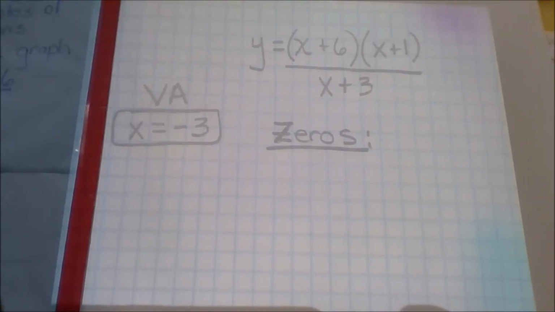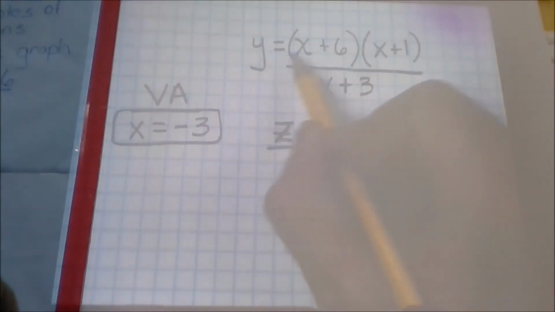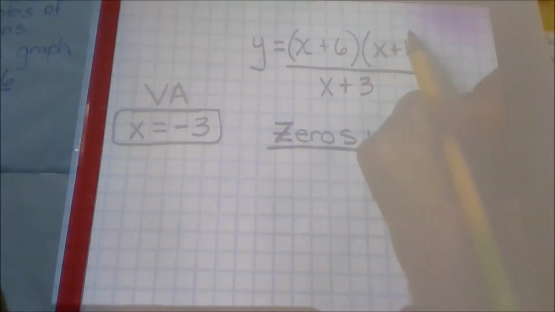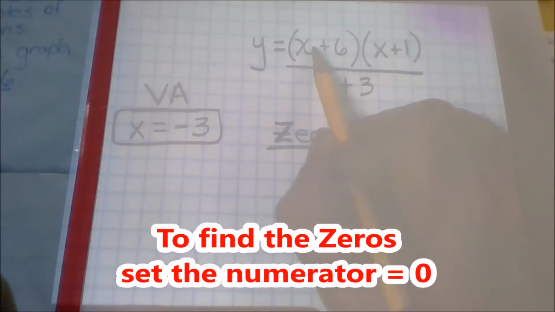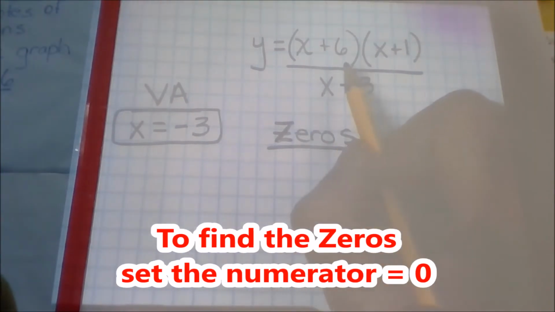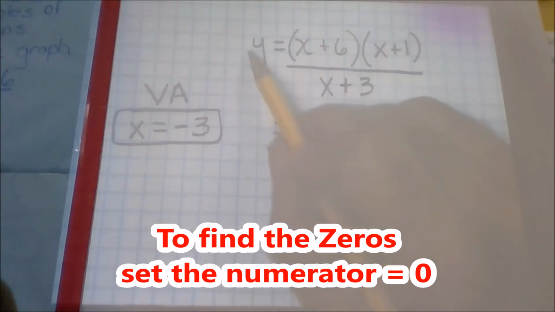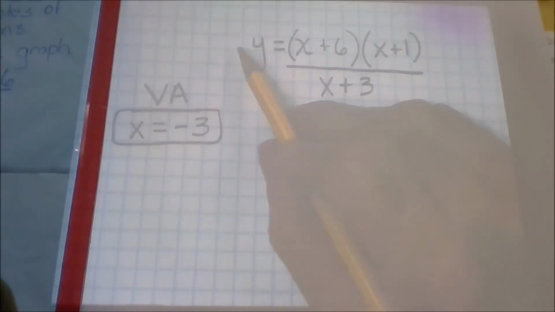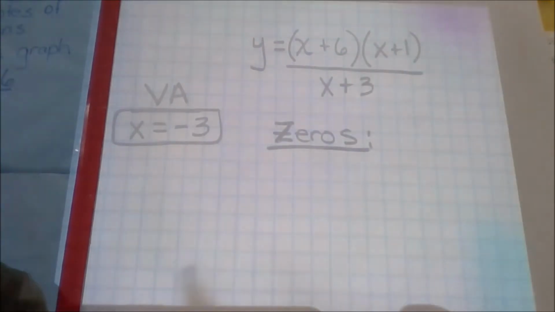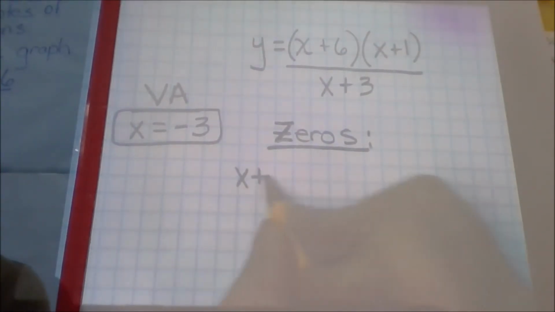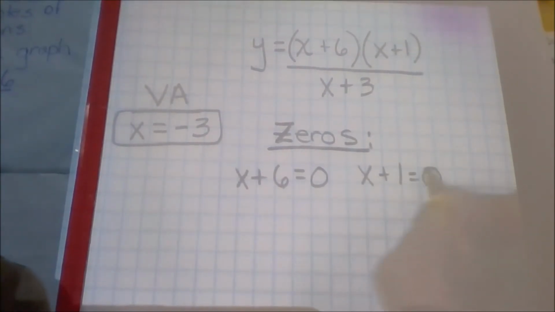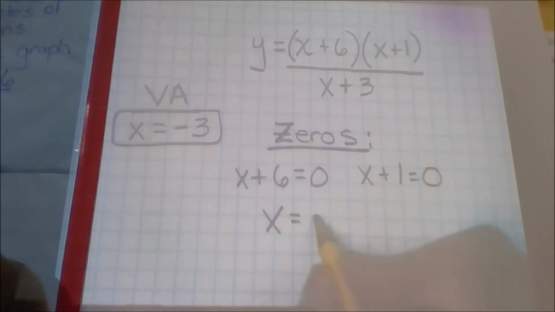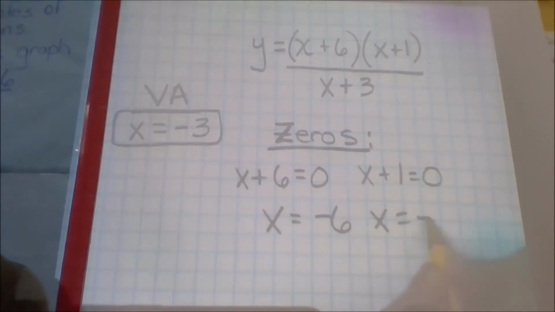We can find the zeros by setting the factors of the numerator to 0. Why, Mr. Fulmer? Because when we find the roots or the zeros, we are setting the value of y to 0. So if we set each factor in the numerator to 0, we have x plus 6 equals 0, and x plus 1 equals 0, and x equals -6, and x equals -1.